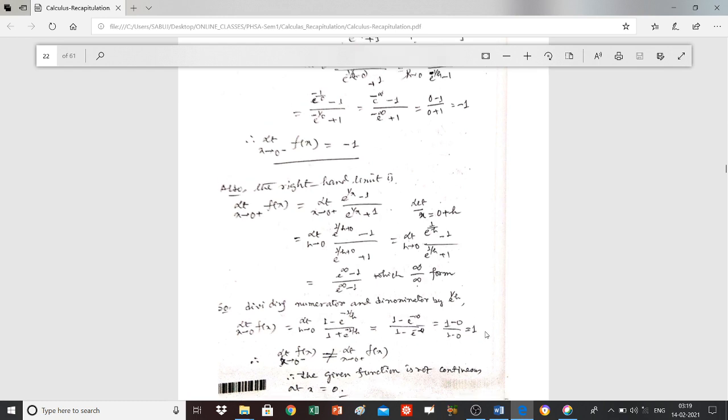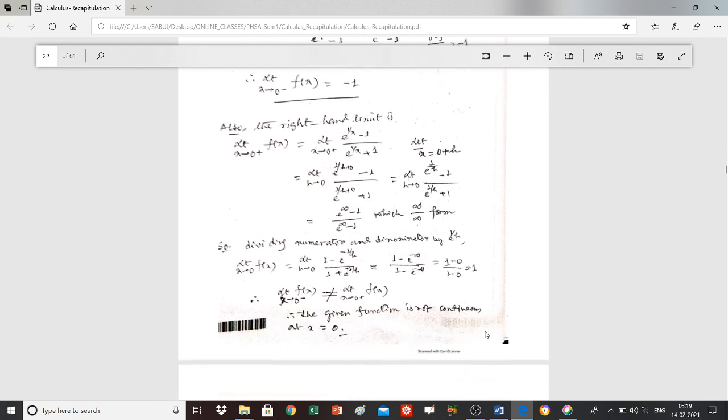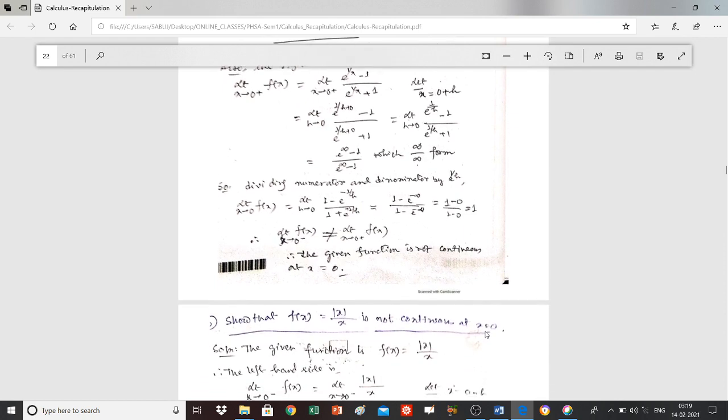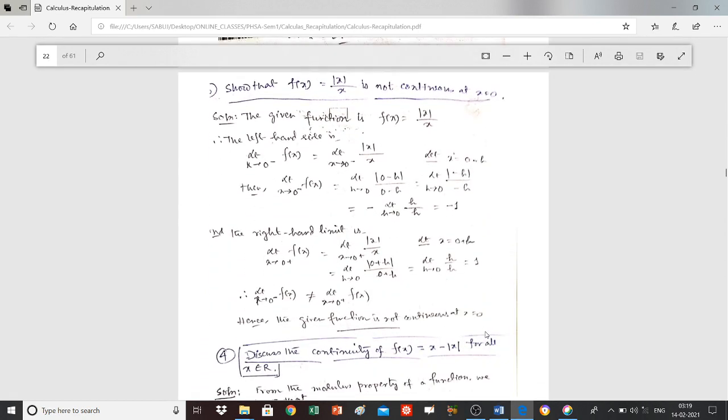So here you can easily find that the value of the left hand limit is not equal to the value of the right hand limit. So the given function is not continuous at x equal to 0. The next example: show that f(x) equal to mod x by x is not continuous at x equal to 0. This is the given function, and the left hand limit is limit x tends to 0 minus f(x), that is limit x tends to 0 minus mod x by x.